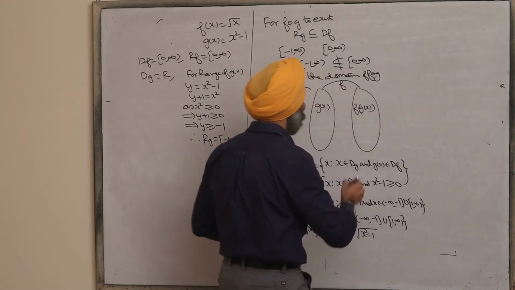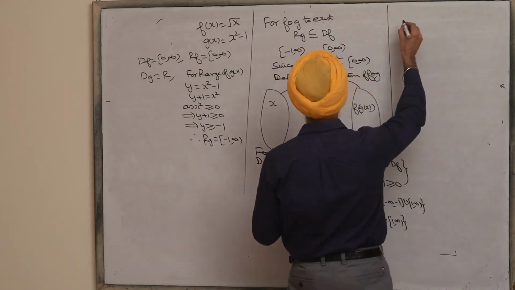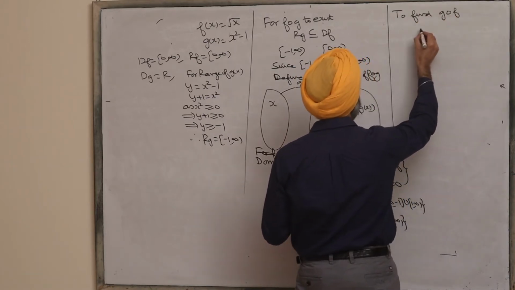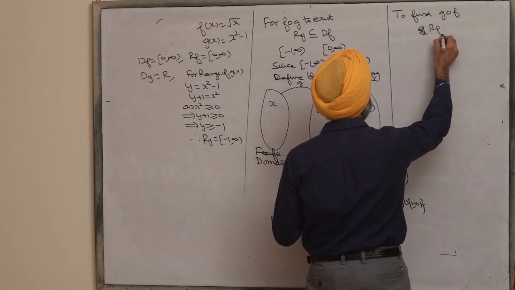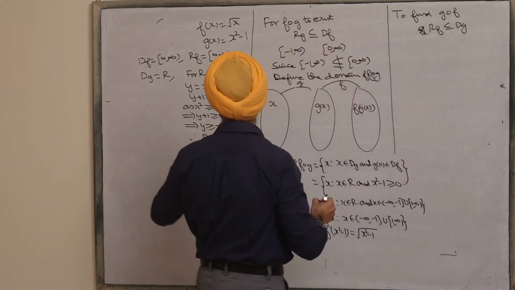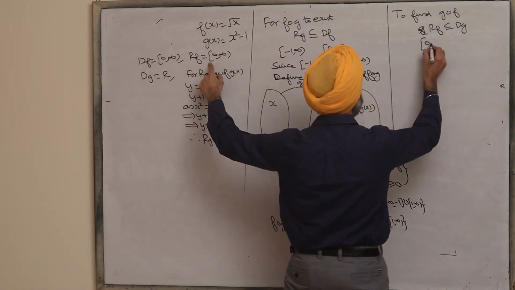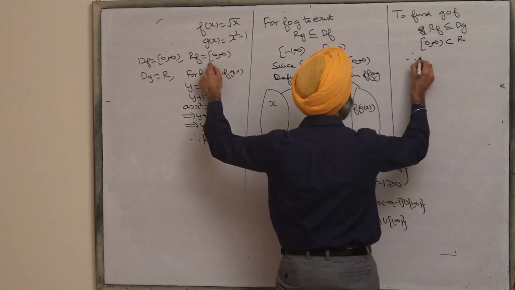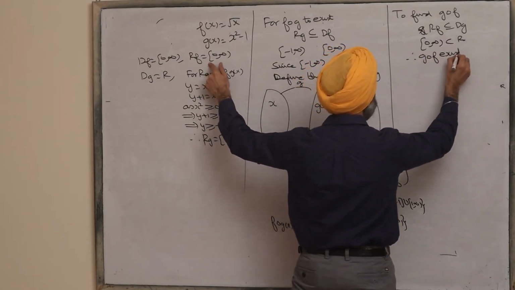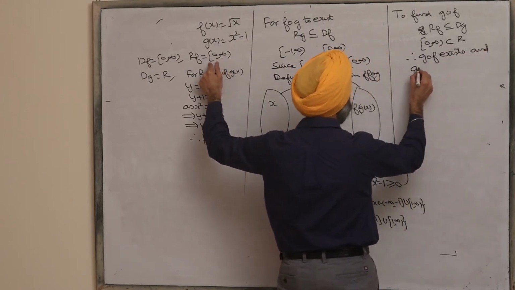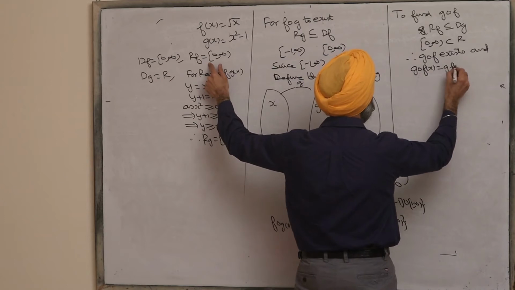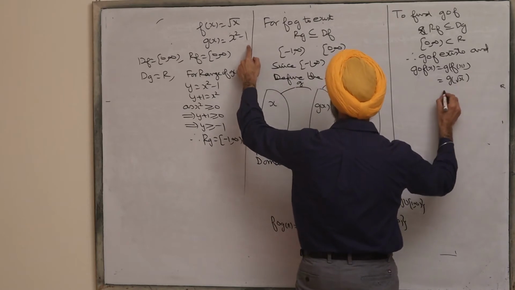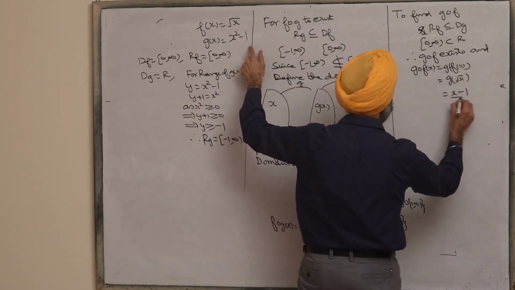Now next is to find g of f. Now the range of f should be a subset of the domain of g. Range of f is 0 to infinity. It is a subset of the domain of g, that is R. So therefore g of f exists and g of f of x is equal to g of root x, which is x minus 1.